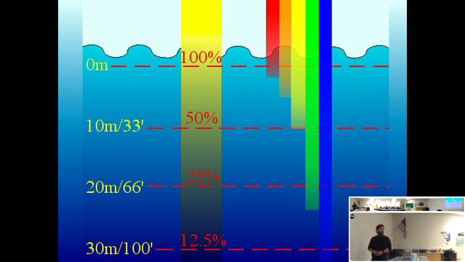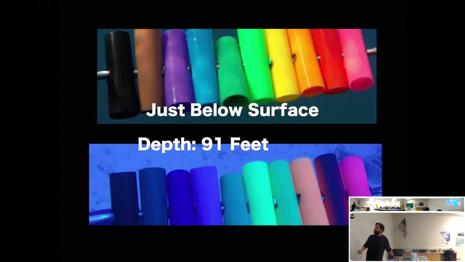So blue is actually preferentially scattered by the water, but it does penetrate far. That's why, again, when I went back to this, you can see that the blue-purple colors don't really change very much. They still look kind of bluish, purplish. Green doesn't change too much.